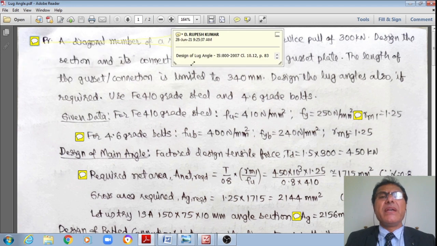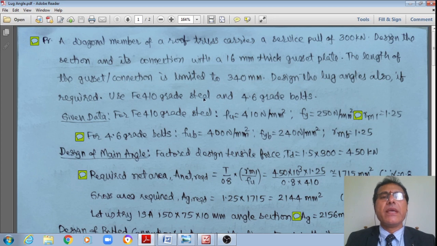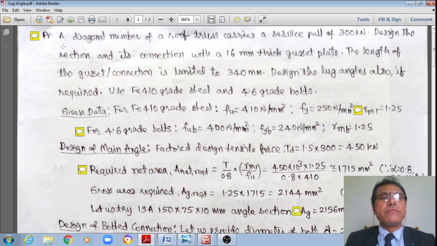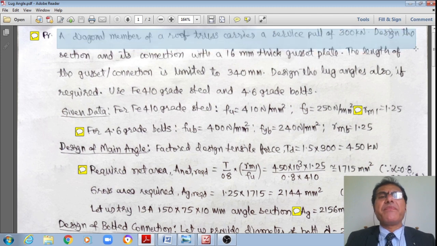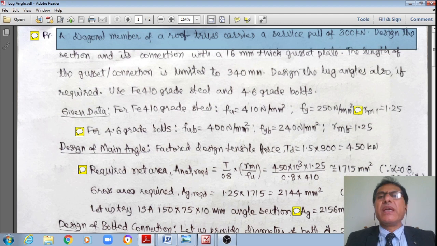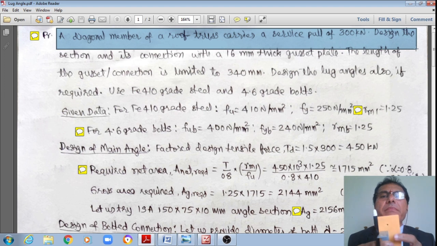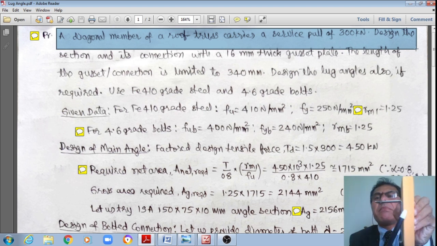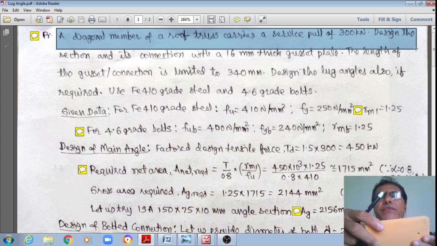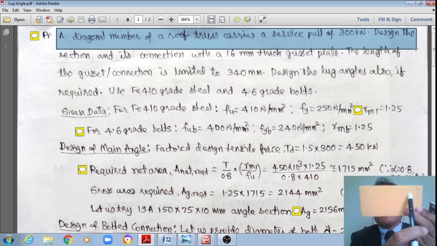Numeric problem of design of lug angle. If need be, we will be designing the lug angle, otherwise we will just design the main angle itself. Now let's see the numeric problem. A diagonal member of a roof truss carries a service pull of 300 kilonewton. Design the section and its connection with a 16 mm thick gusset plate. The length of the gusset connection is limited to 340 mm. This is how that restriction is there, 340 mm.